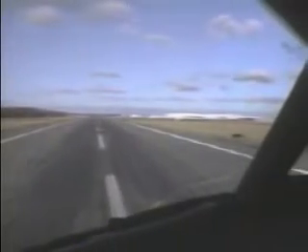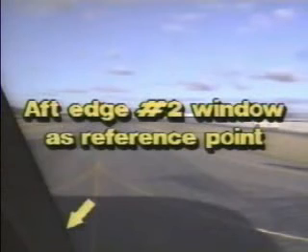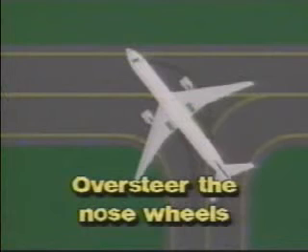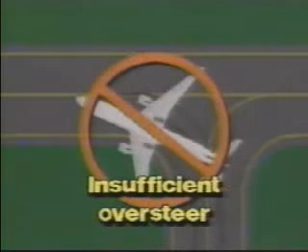Here is another 90-degree turn to the right this time. Once again, the turn is initiated as the intersecting taxiway center line approaches the aft edge of the number 2 window. To review, use the aft edge of the number 2 window as a reference point to initiate the turn. For a typical taxiway width, oversteer the nose wheels to keep the main gear near the taxiway center line when making turns of 90 degrees or more. Insufficient oversteer may result in the main gear traveling beyond the taxiway edge on the inside of the turn.